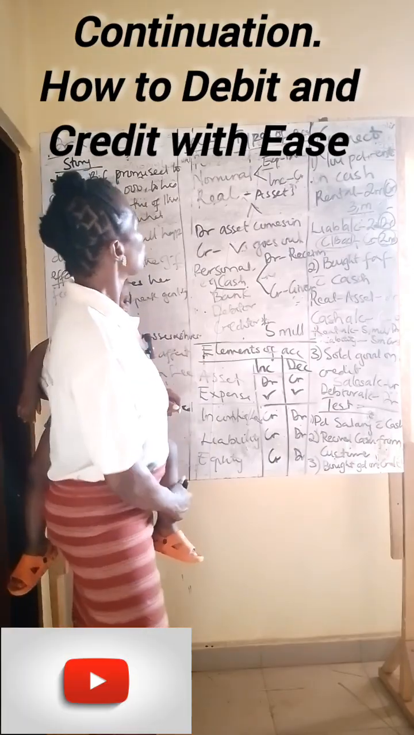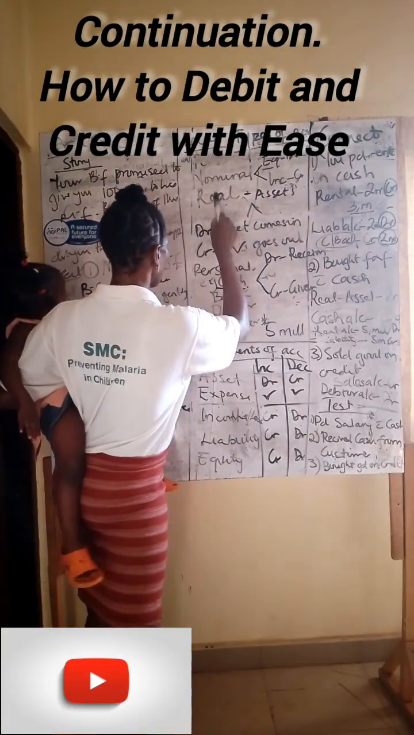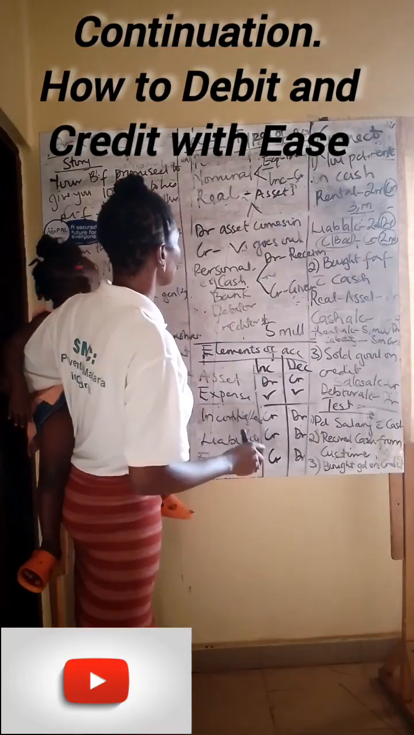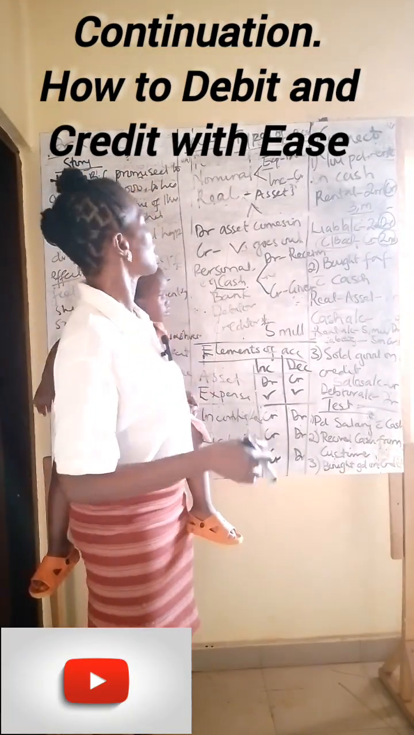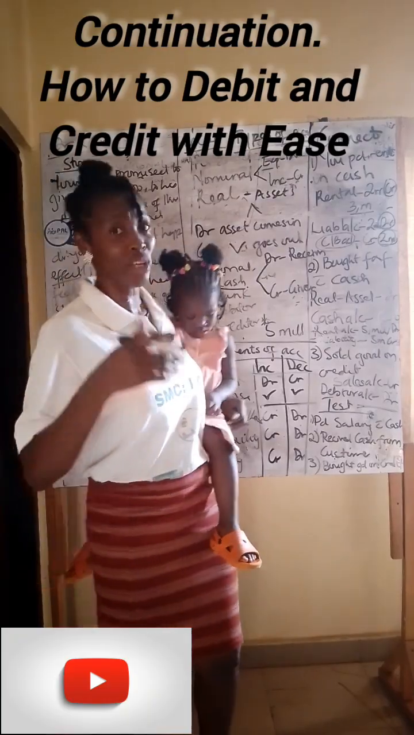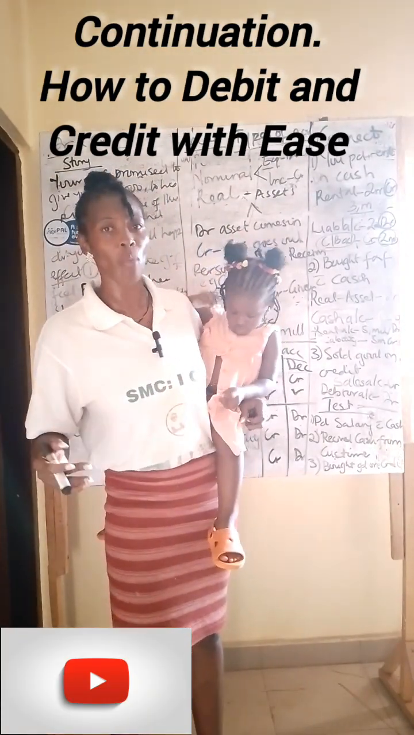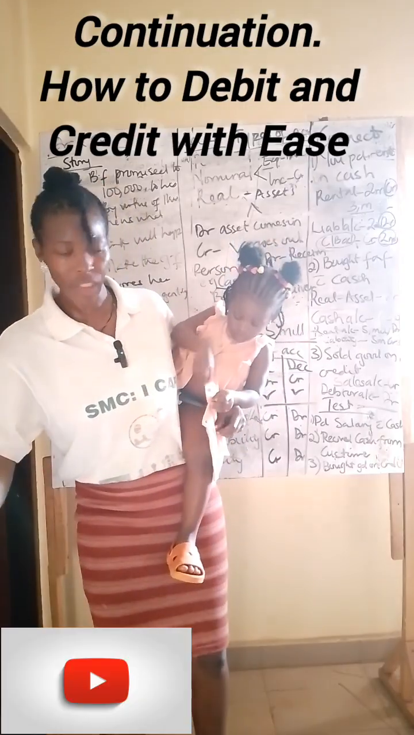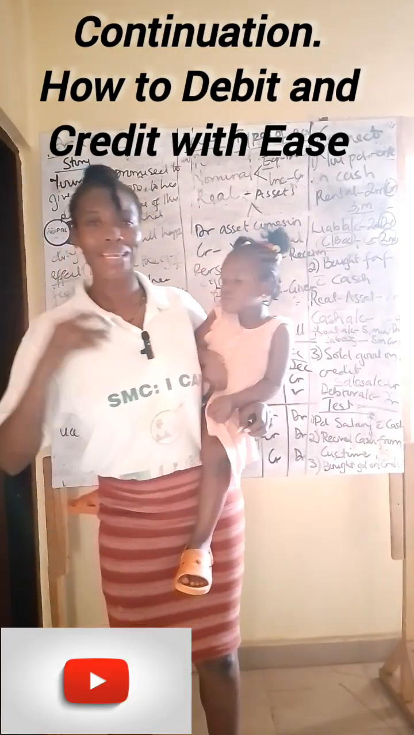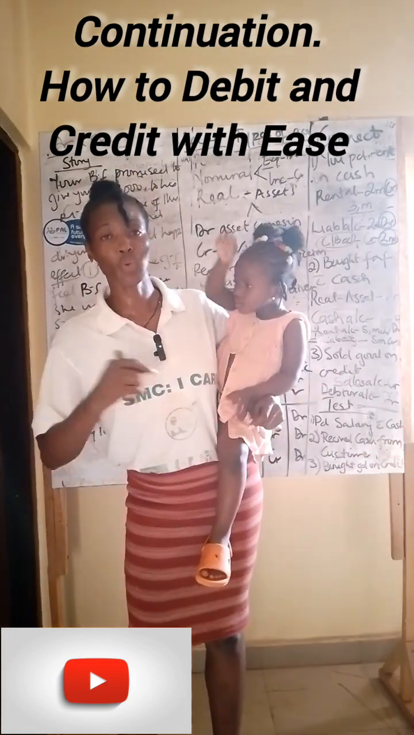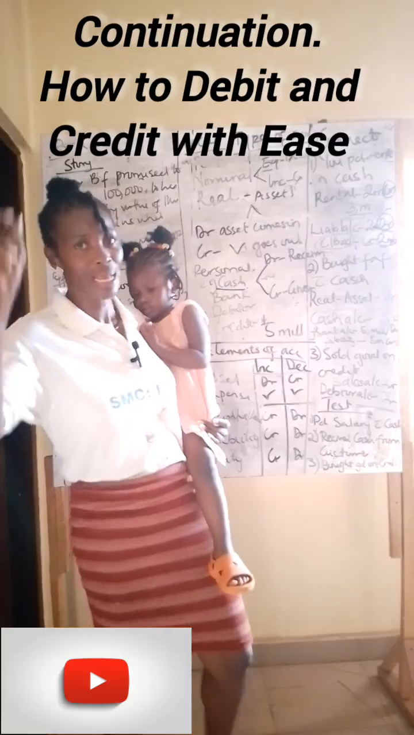My bad. Okay, so I was saying we have types of accounts. We have nominal, real, and personal account. Now, nominal has to do with your expenses. Are we together? Well, then you also have things like your income. So whenever you hear the word expense or income, or you have to pay for rent, or you have to pay for salary, any expense you incur to enable you run your business on a day-to-day basis will fall under your expense account.